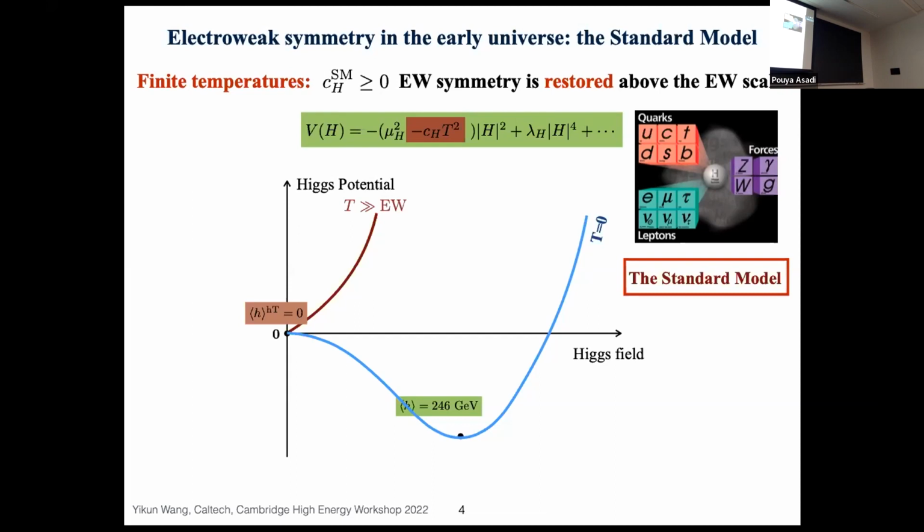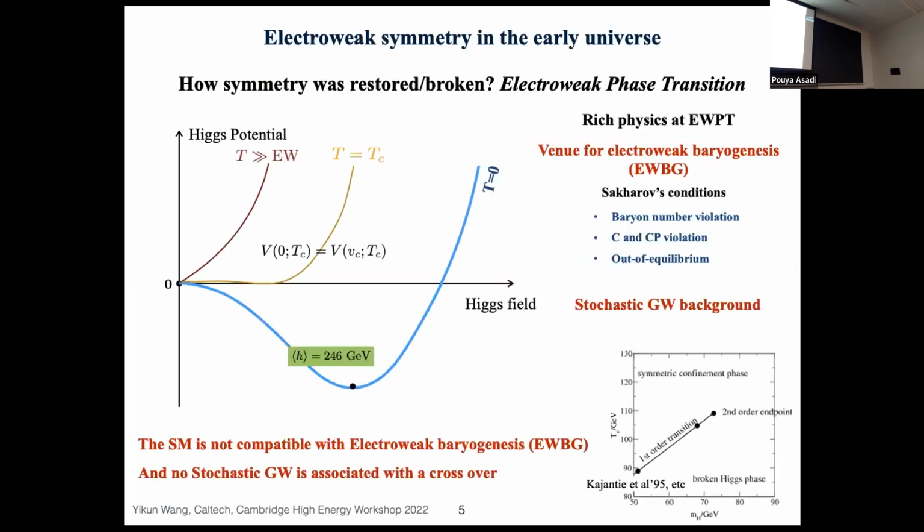What's actually interesting is what happens in between: when and how the electroweak symmetry was restored, or from the other side, broken. This process is what we call electroweak phase transition. It is a particularly interesting phenomenon because there are so many possibilities associated with it. For example, it is considered a very good venue for electroweak baryogenesis to explain the matter-antimatter asymmetry mystery, because it can provide 2 out of the 3 Sakharov conditions for baryon asymmetry to be created. So this is what we call electroweak baryogenesis.